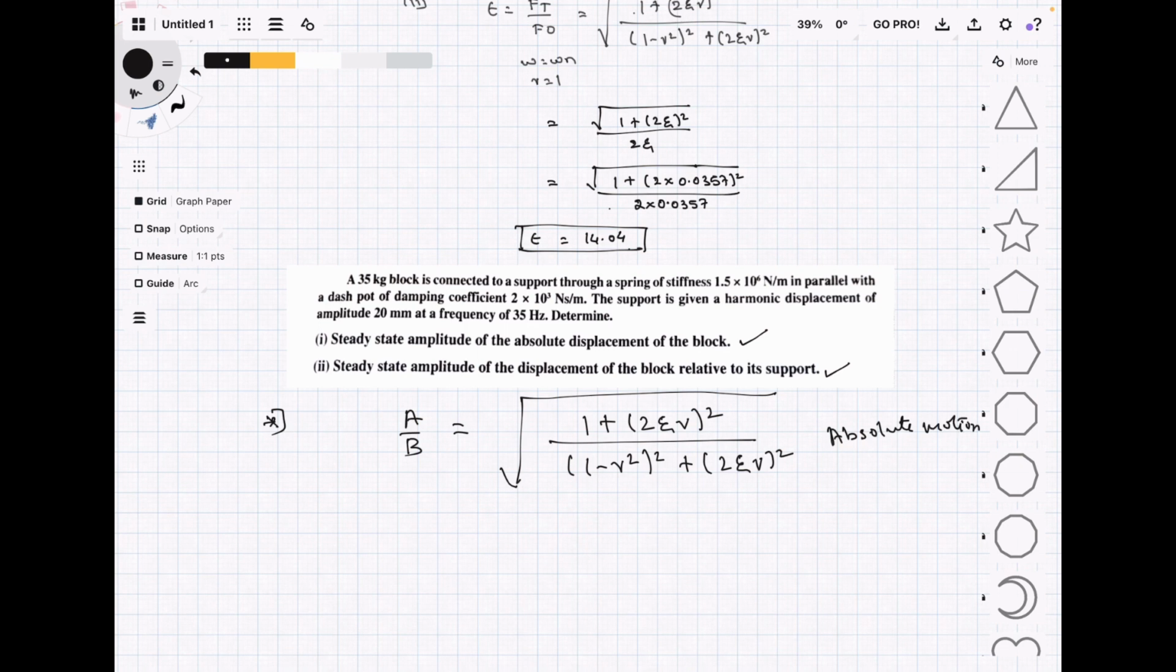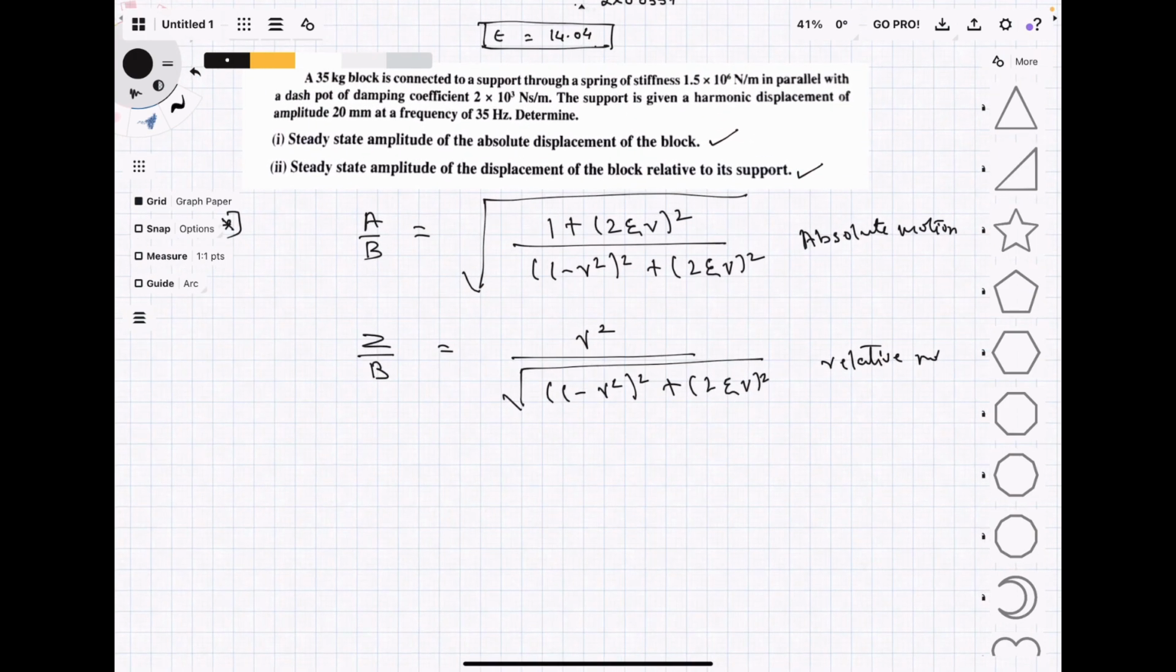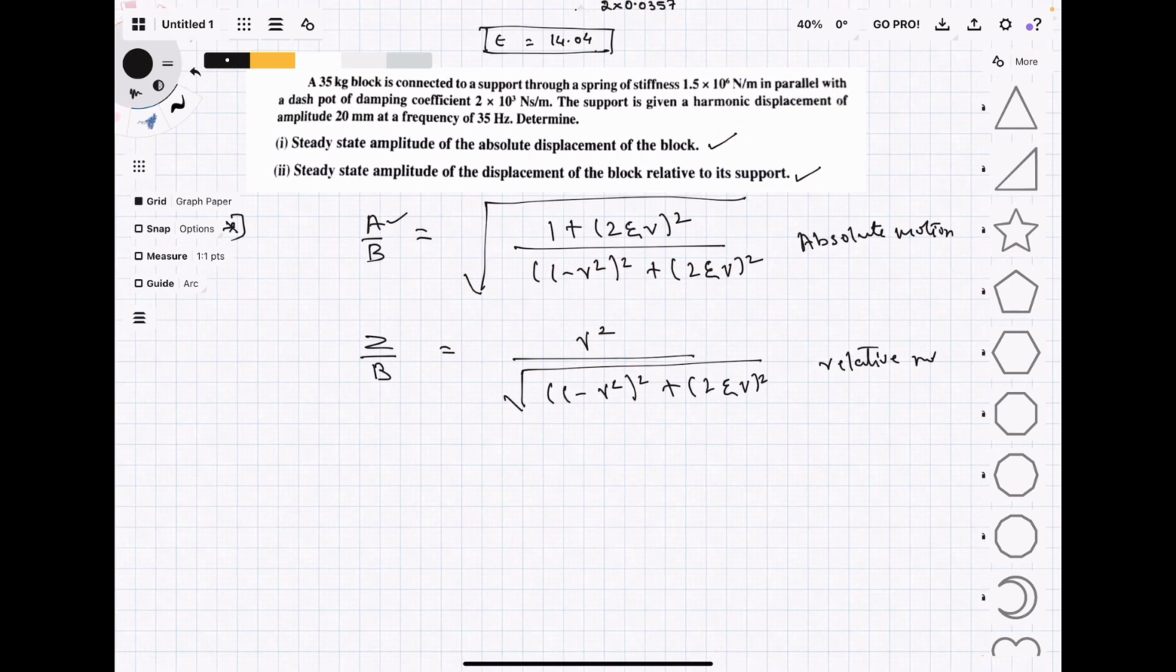So the second will be the relative motion, which is given as Z by B, which is nothing but R square divided by square root of (1 minus R square) the whole square plus (2 zeta R) the whole square. So this will be the relative motion. We need to get the value of this amplitude here, and they have given the support harmonic motion displacement.